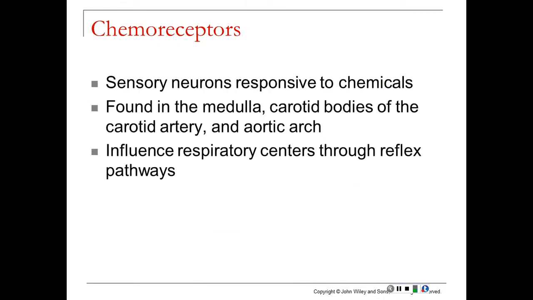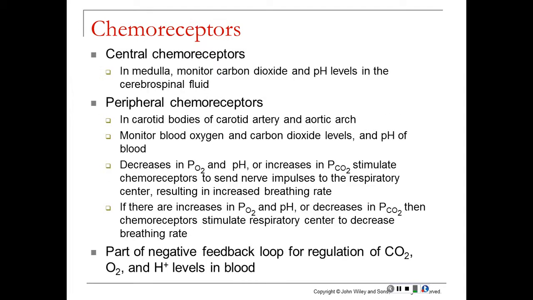As I mentioned, those chemoreceptors are special sensory neurons that are going to be responsive to chemicals. They're found within the medulla oblongata, within the carotid bodies, carotid artery, aortic arch. They're going to have an influence over your respiratory centers as well. As I mentioned, buildup of hydrogen ions, buildup of carbon dioxide are going to fire those neurons to get them going. There's central chemoreceptors in your medulla oblongata that are going to monitor carbon dioxide and pH levels, especially within the cerebrospinal fluid. The peripheral ones are the ones I was referring to. These are in the carotid bodies of the carotid artery and the aortic arch. They're monitoring blood oxygen, blood carbon dioxide, as well as pH.